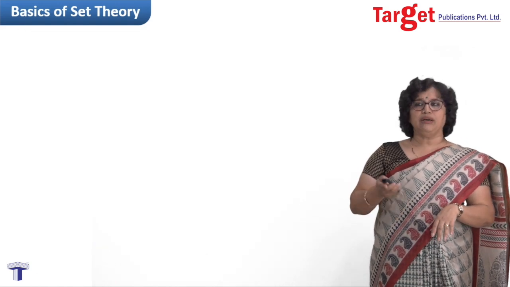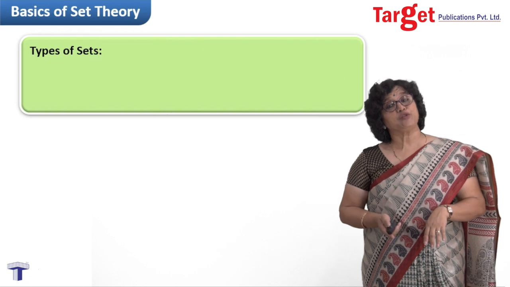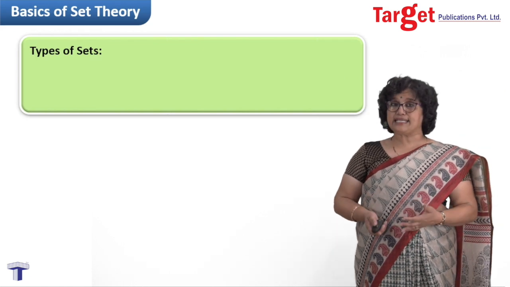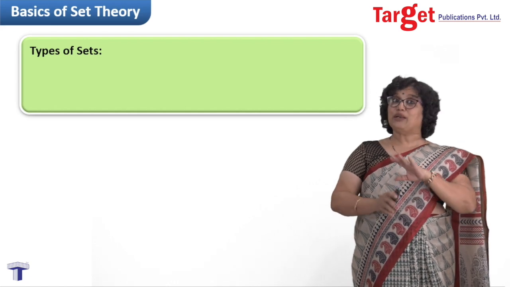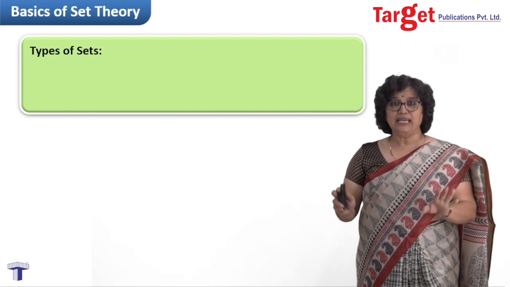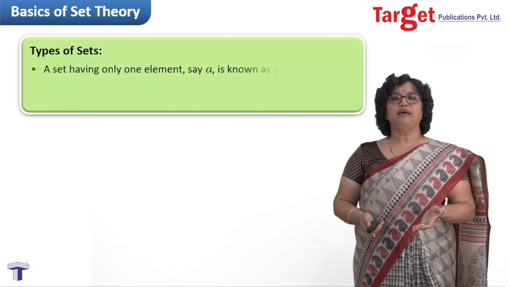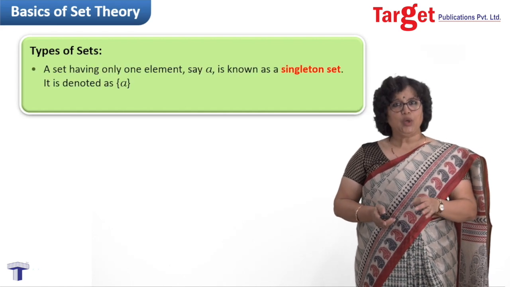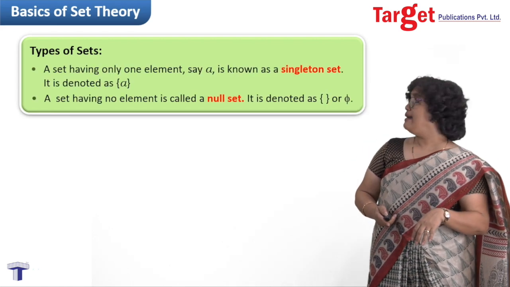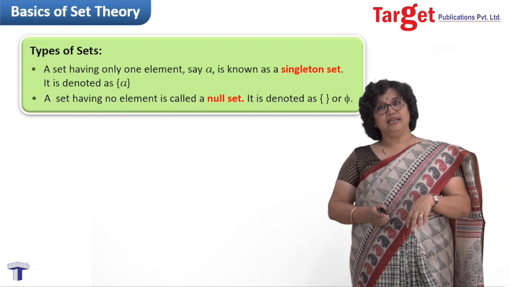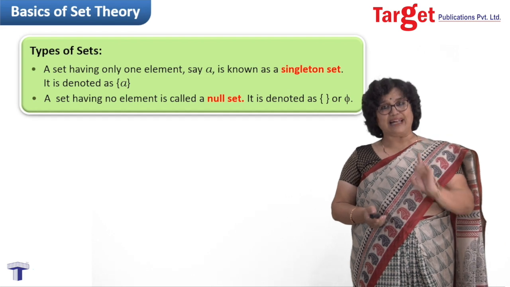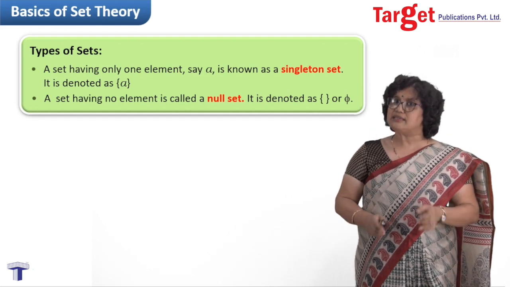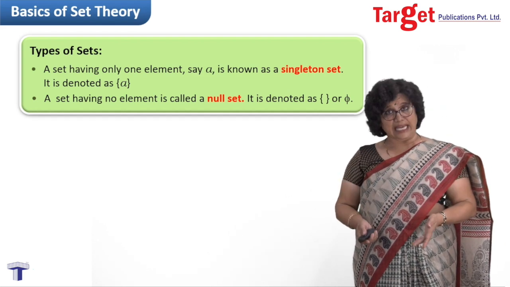Now let us move further to types of sets. Again, as I said, all operations we are not taking here. Same way, not all types will be taken. There would be many more types of sets, but we will be taking only two. One is singleton set and the other would be null set. As the name suggests, singleton set means one which has only one element and null set means the one which does not have any element in it.